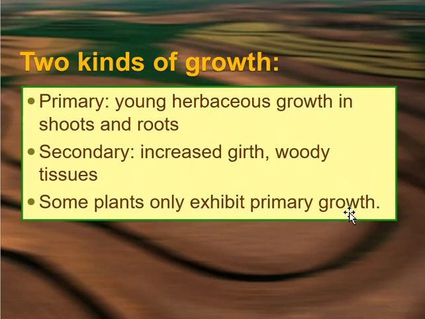And then there's two kinds of growth. So there's primary, which is a young herbaceous growth and shoots and roots, and then there's secondary growth, which is increased girth and woody tissues. So as things get older, they move from primary growth to secondary growth. Old trees typically have a lot of secondary growth happening.